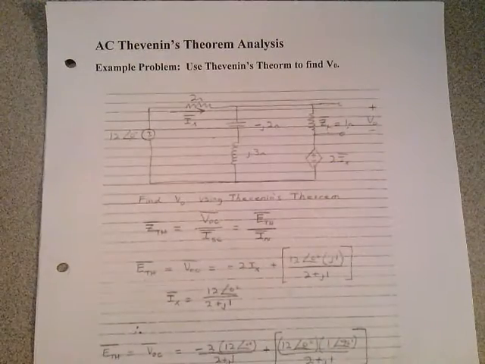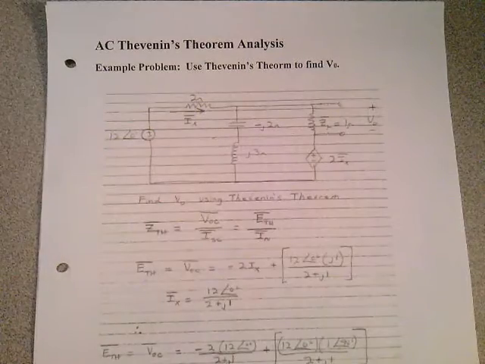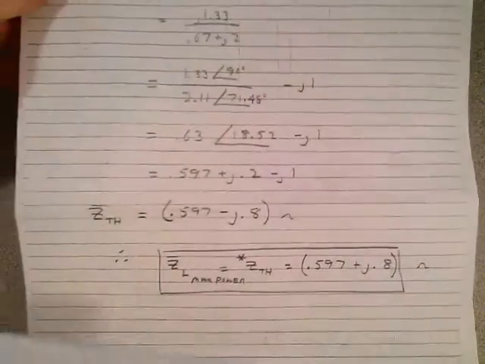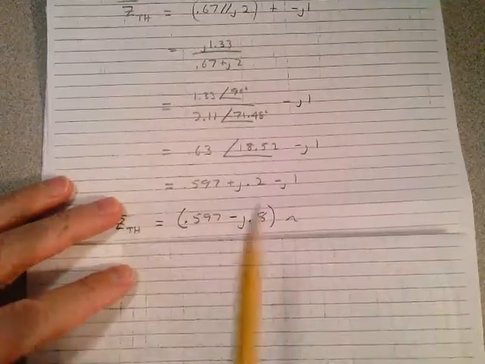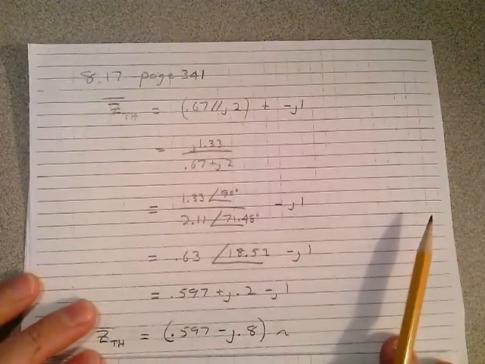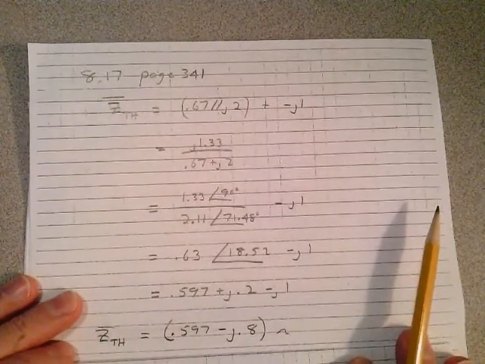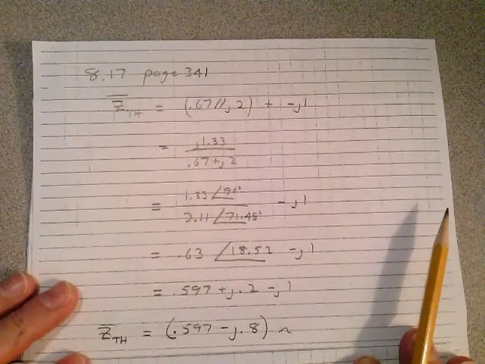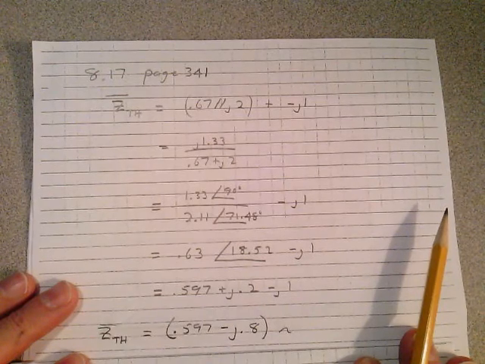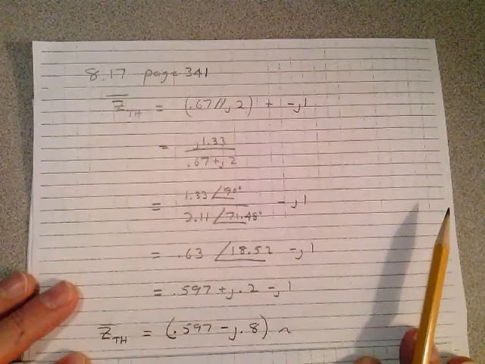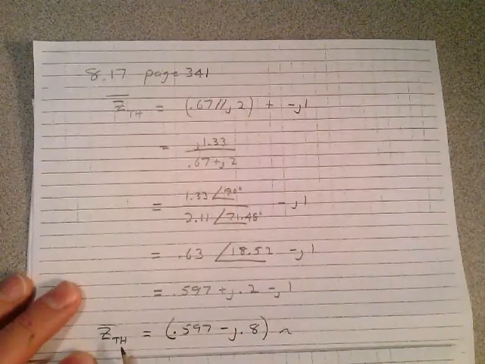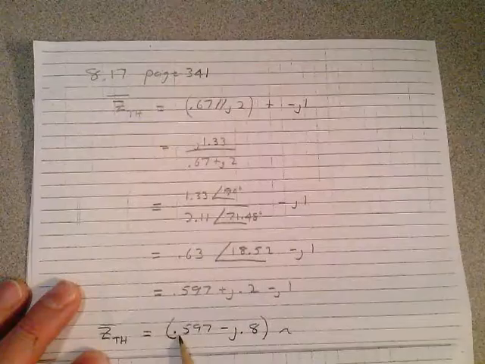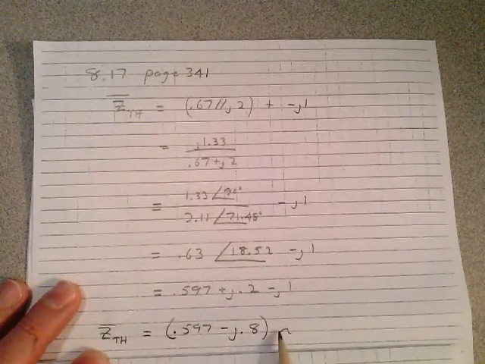On the first problem, this is what you should get for the Thevenin impedance. There's the calculation. I hope you tried this on your own, because it's going to look awfully easy when I do it. Notice that circuit doesn't have any dependent sources in it, so you can look back in and just reduce all the sources to zero. And you should see that the Thevenin impedance is 0.597 minus j0.8 ohms.